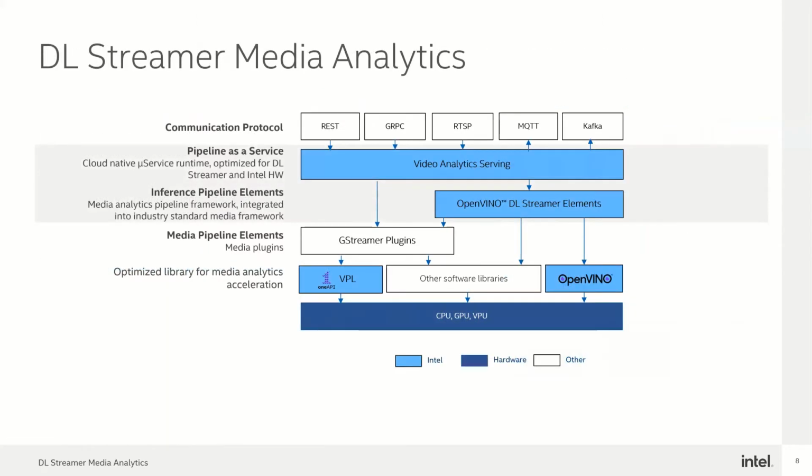So DL Streamer Media Analytics, what are the different things that we provide? At the bottom, Intel is providing the hardware, obviously. On top of that, we have low-level libraries, including our VPL, which is our video processing library, and OpenVINO, which is our inference engine. Then DL Streamer brings into that a set of GStreamer plugins that marry the two, media and inferencing. And we'll talk about that in more detail as we go forward. Finally, on top of that, we also provide a pipeline service so that we can embed these pipelines in larger microservice-based solutions. And we're going to talk about each of these as we go forward. Starting with the DL Streamer elements.